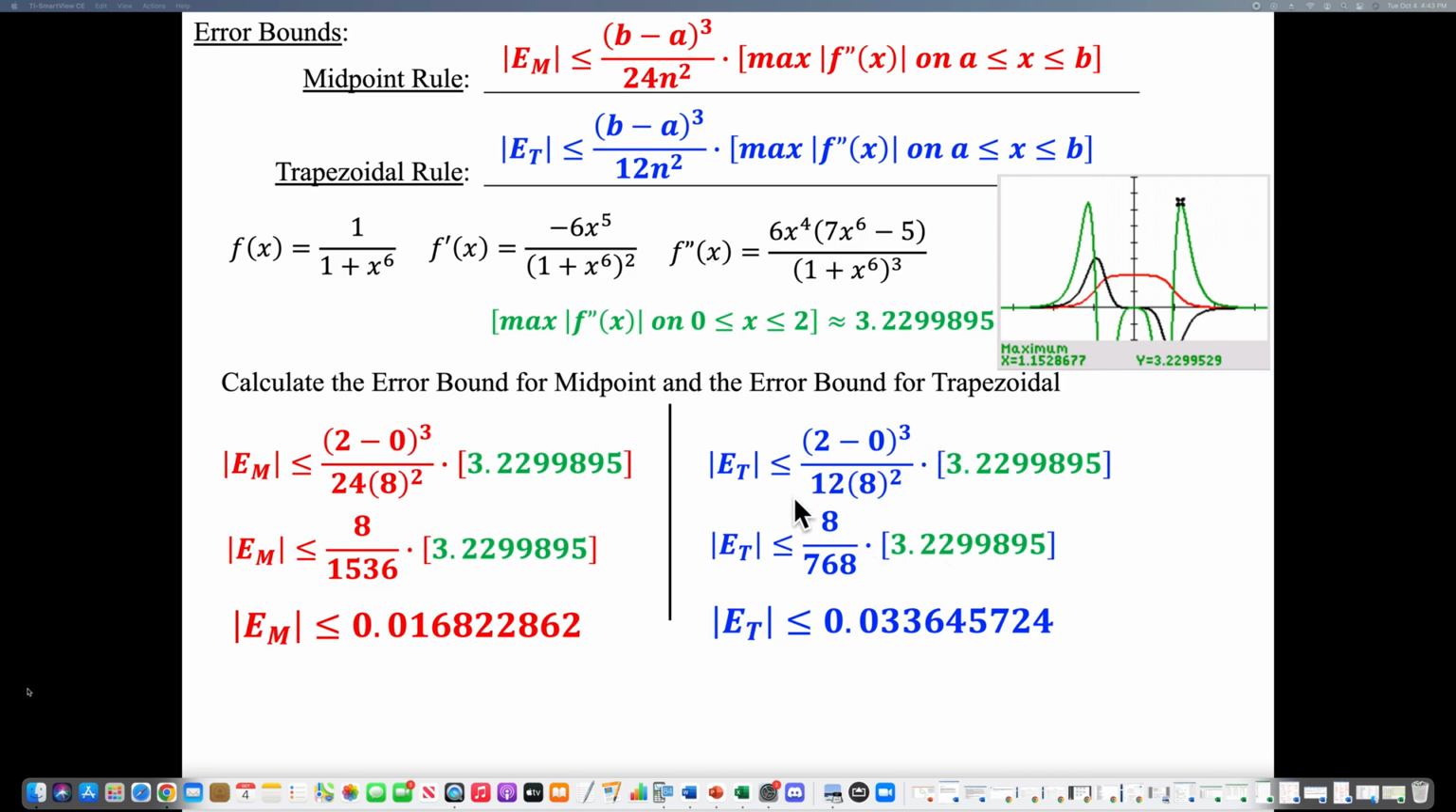And again, as you see, same number crunching concept with that formula. I crunch the numbers, and you can notice 0.0168, 0.0336. It looks like the number here in red for the midpoint error bound is about half of the trapezoid, or if you will, the trapezoid is twice as big as this error message here.